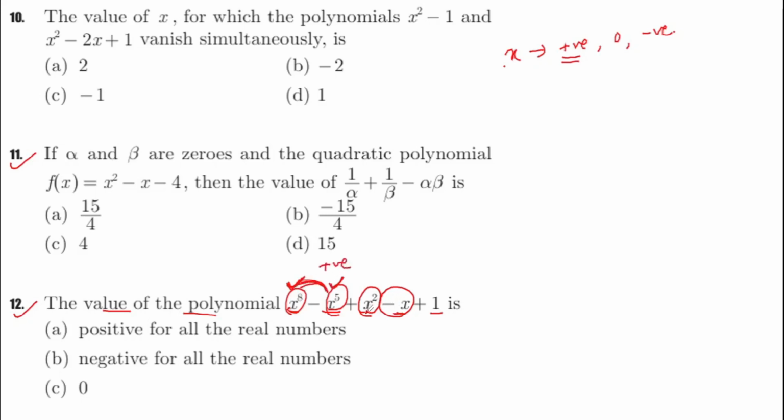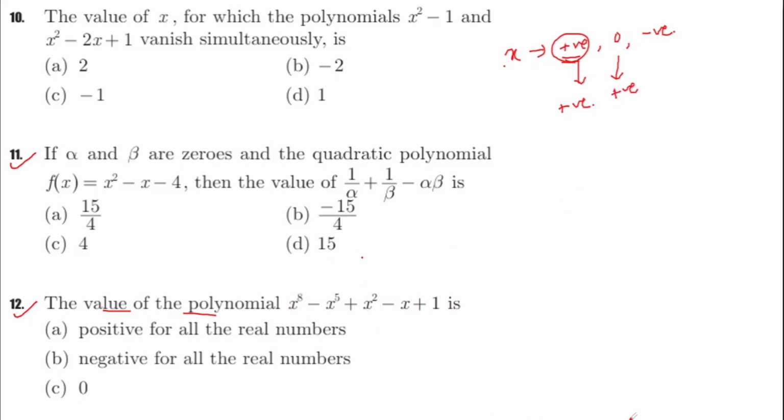Similarly, x square is a bigger number as compared to x. So if we subtract these two numbers, we will also get a positive number. And 1 is also a positive number. So if we add all the positive numbers, we get a positive number. Again, if we put x equal to 0, then x to the power 8 will be 0, x to the power 5 will be 0, x square will be 0, x is also 0. Now we will have 1, which is a positive number. So for x equal to 0, we also get a positive value.